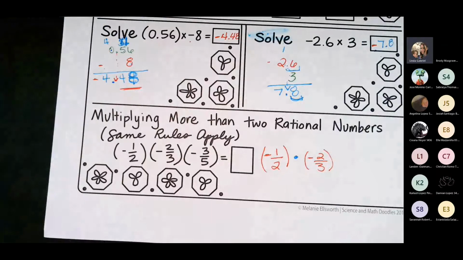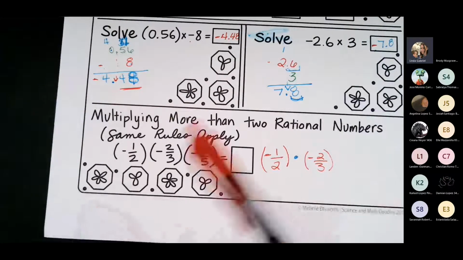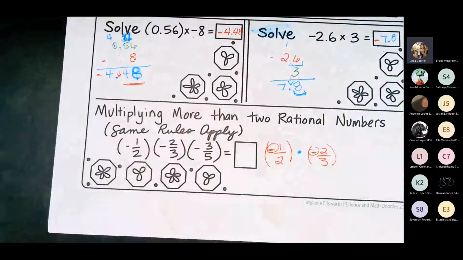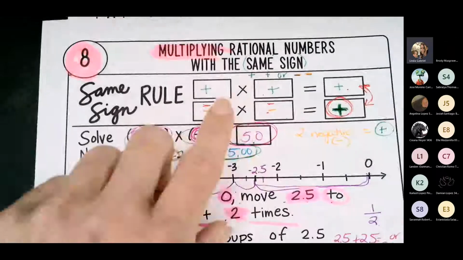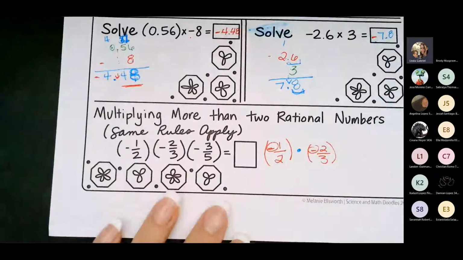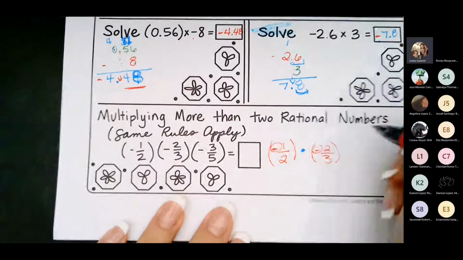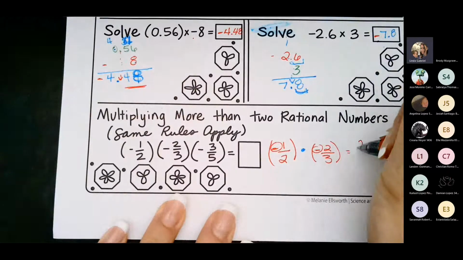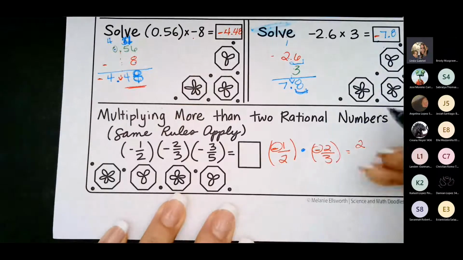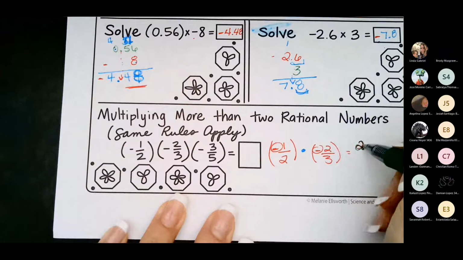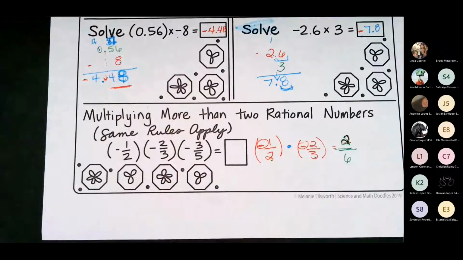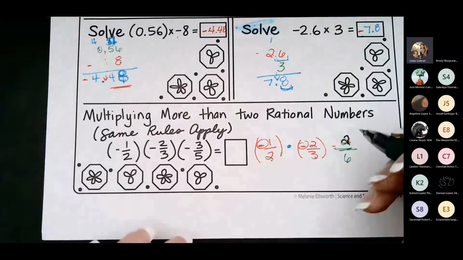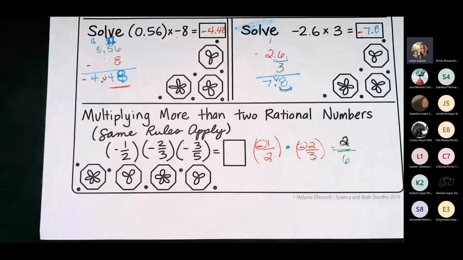Okay, so let's look at it. Small chunks. I am multiplying two negative numbers, right? That means I go back to my other rule. I have my same sign rule. I'm multiplying two negatives, so I'm going to get a positive. -1 times -2 is equal to 2. That's positive 2, right? And then my denominator, 2 times 3 equals 6. So I'm going to have a positive 2/6 so far.